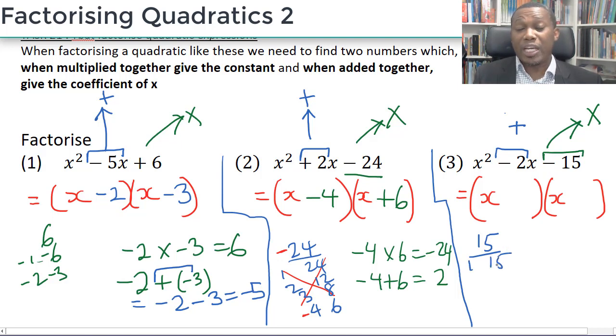The difference is the answer you get from subtraction. They have a difference of 14. Then 3 and 5, and there is where the focus is, because 3 and 5 have a difference of 2.